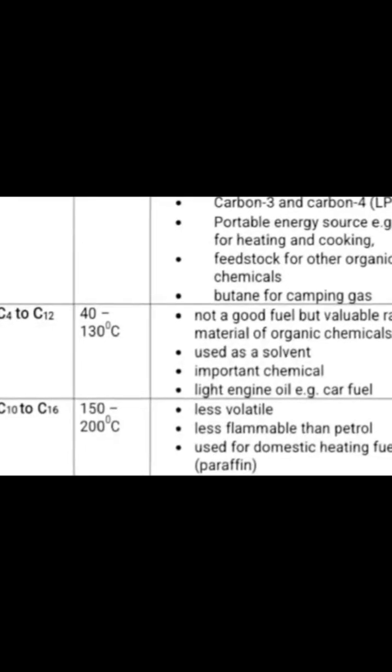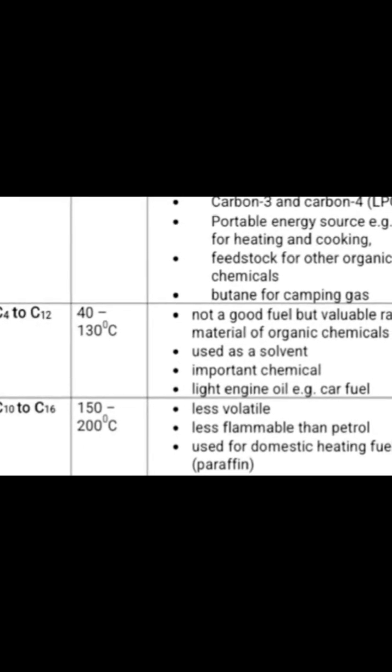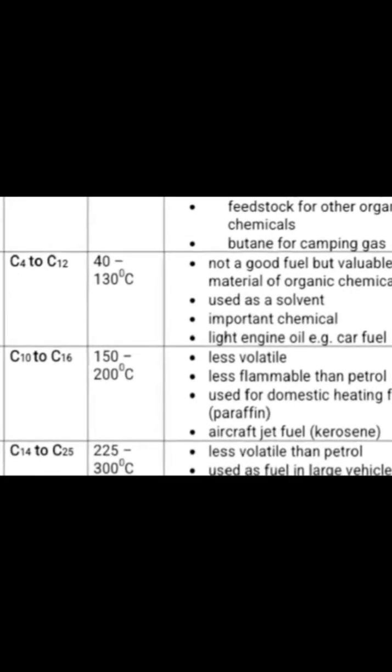The second fraction is called naphtha, which can also be called petrol or gasoline. Gasoline and petrol are the same thing. It is called petrol in British English, while in US English it is called gasoline. It contains about 4 to 12 carbon atoms, and the boiling temperature of this fraction is about 40 to 130 degrees centigrade. It is not a good fuel, but it is a valuable raw material. The naphtha is the lighter fuel and is used as a solvent and important chemical, while the petrol or gasoline is used as a light engine fuel, for example, car fuel. Small auto vehicles can be run on this fuel.